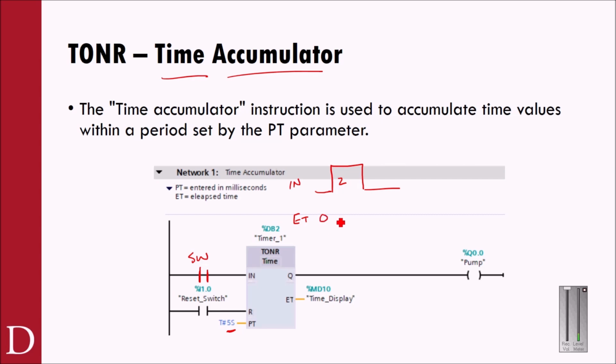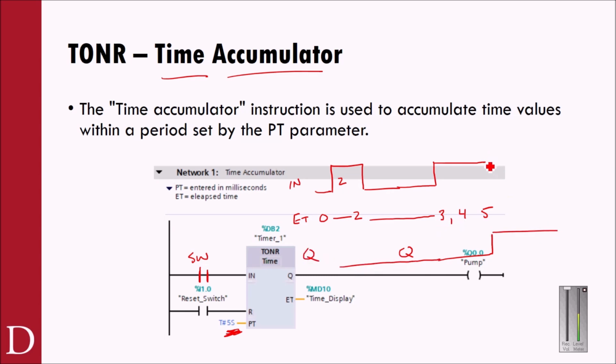So elapsed time went from 0 to 2, and it stays at 2. And it waits there until the next time that input goes high. When that input goes high again, it's going to start counting 3, 4, 5, and then it's going to turn on its done bit as soon as it reaches its preset time. So the done bit Q is going to turn on way over here.